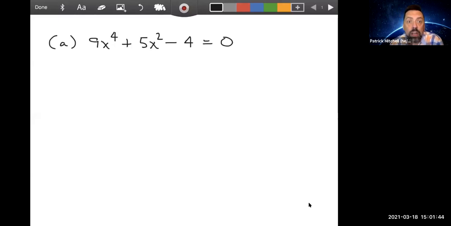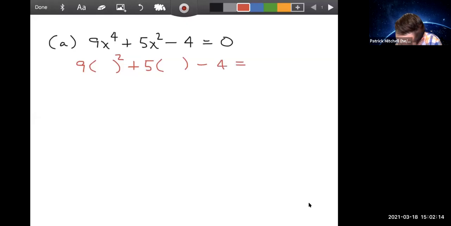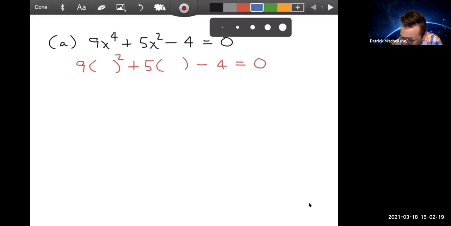All right, we are solving the equation 9x to the fourth plus 5x squared minus 4 equals 0. So I'm about to explain to you what makes this equation quadratic in form. What does that mean? Well, notice that it is possible to rewrite this equation in the form 9 blank squared plus 5 blank minus 4 equals 0. So now I just have to figure out what to fill in the blank. I can fill in the blank with an x squared.